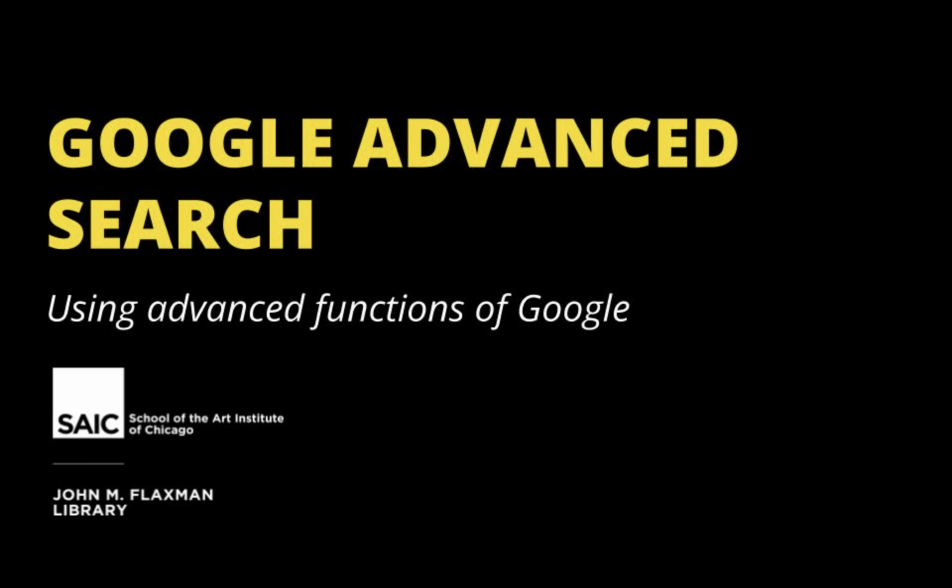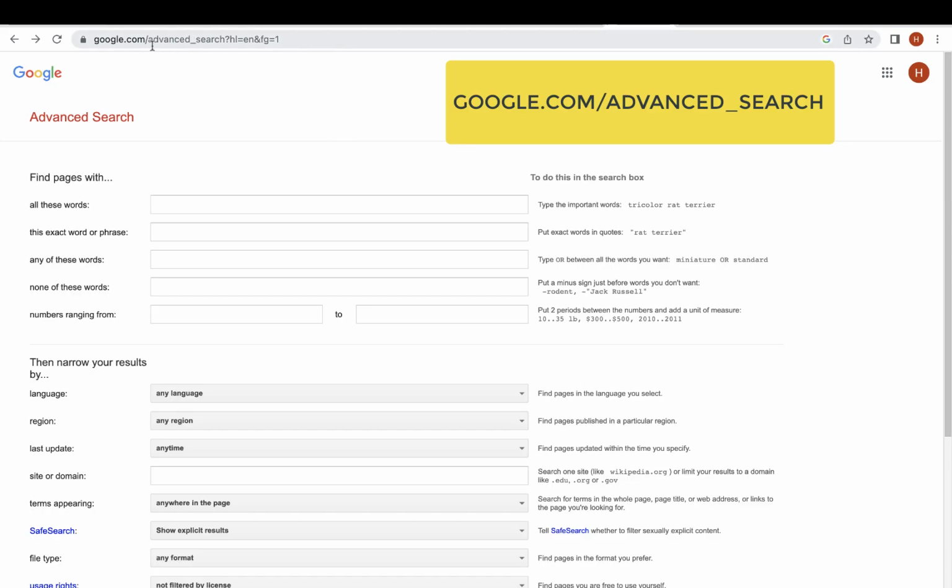To go directly to Google Advanced Search, use the link provided below this video. Otherwise, type Advanced Search into your web browser or go directly to google.com/advanced_search. Google Advanced Search is a tool to narrow your search results.